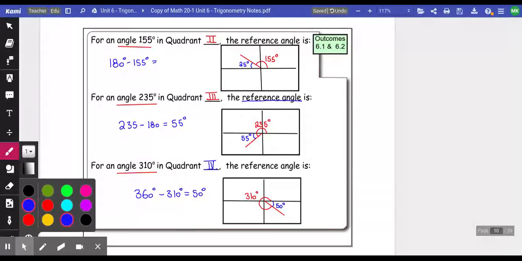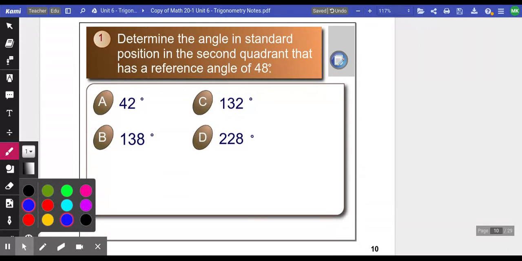All right. This question. Determine the angle in standard position in the second quadrant that has a reference angle of 48. So this is a multiple choice question. So take a minute, pause the video, see if you can get the answer A, B, C, or D.